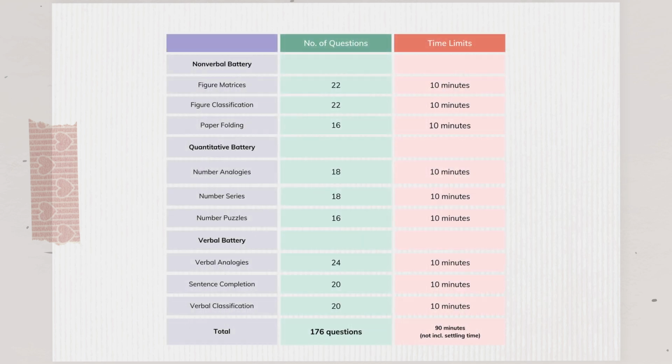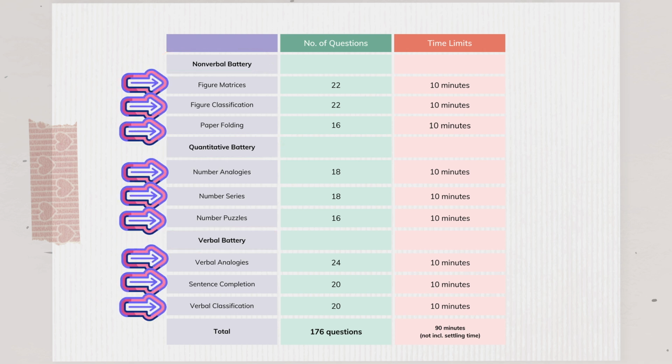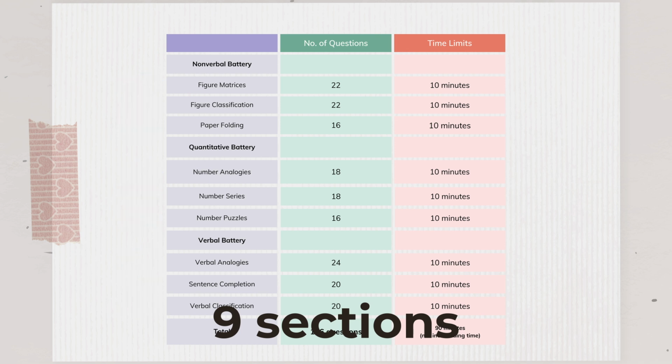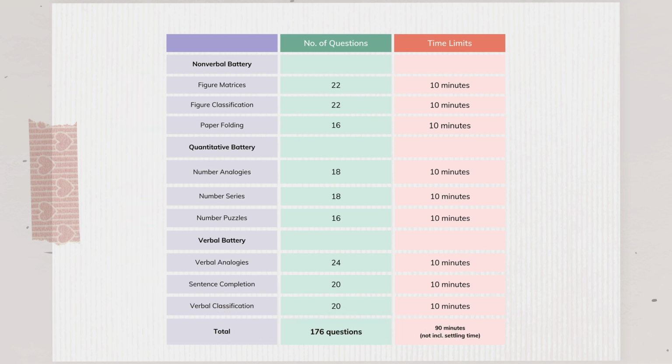Before we jump into the practice questions, let's take a quick look at how the CogAT is organized. The test has 3 main batteries: nonverbal, quantitative, and verbal, each divided into 3 subtests, making a total of 9 sections. Here's a quick snapshot of the test structure to help you understand what to expect. Now that we've covered the basics, it's time to solve some practice questions.